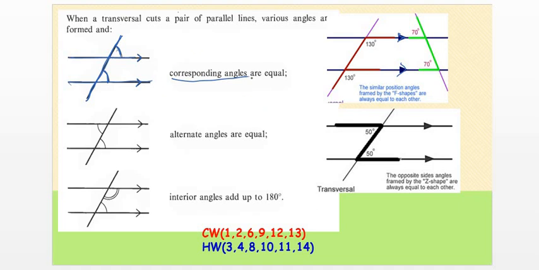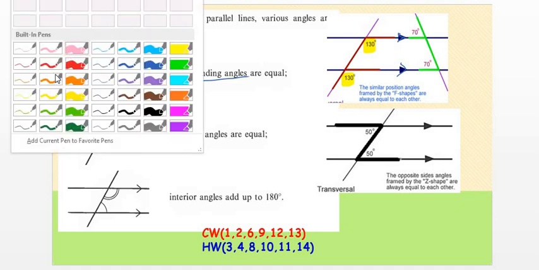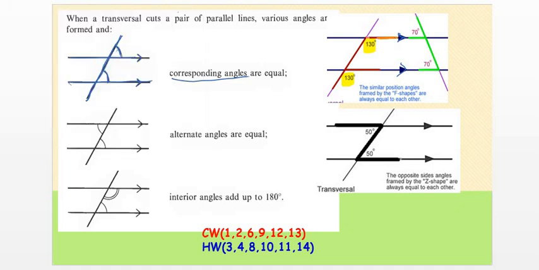By the way, if you notice that corresponding angles, if you highlight them, for example here, this is the corresponding angle and this is the corresponding angle, then clearly you can see that if we take these two corresponding angles, it is making a shape of the F. Take the two parallel lines, and this line is the transversal. So what shape is this? It's an F shape. So the similar position angles framed by the F shapes are always equal to each other, and they are called corresponding angles.